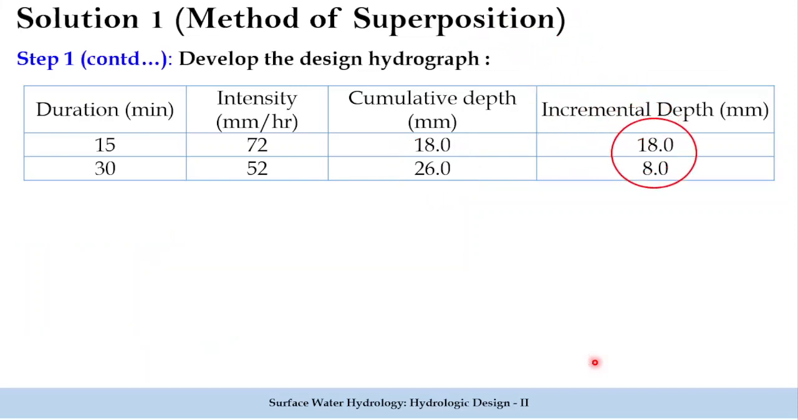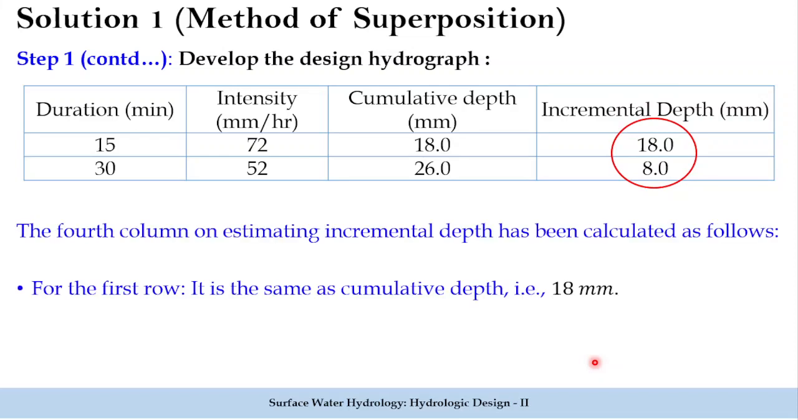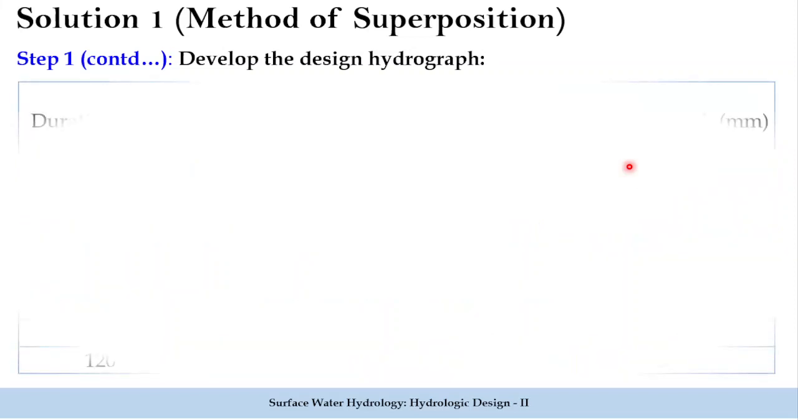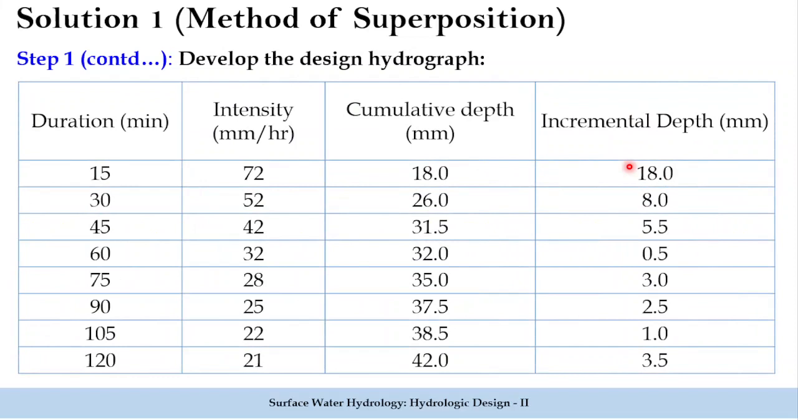Similarly, we can estimate the incremental depth using the information from cumulative depth. How to estimate that? For the first row, the cumulative depth will be 18 mm because this is what we have obtained as the first information. Likewise, for the second row, that is 26 mm, the simple subtraction between 26 and 18 mm provides the incremental depth at a 30-minute duration. Likewise, we can keep calculating the cumulative depth and the incremental depth for all other durations until 2 hours of rainfall. So here it is summarized, the cumulative depth against each of the durations and the incremental depth as well.